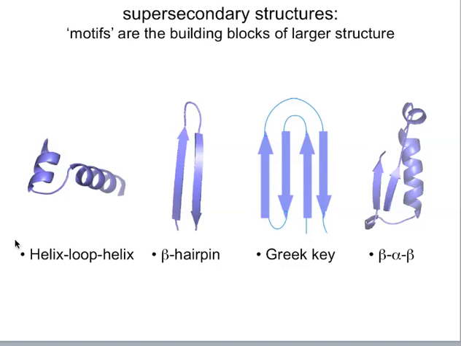Let's see, we've got a helix loop helix. So here's a couple of alpha helices that have been linked together with a short loop. Here's a beta hairpin. Remember, anti-parallel beta strands linked together with a short loop. Here's something we'll see again as a Greek key, and I'll explain more about Greek keys later. But basically this is an assemblage of what could be considered a very large anti-parallel beta strand, but that's been wrapped into a larger beta sheet.